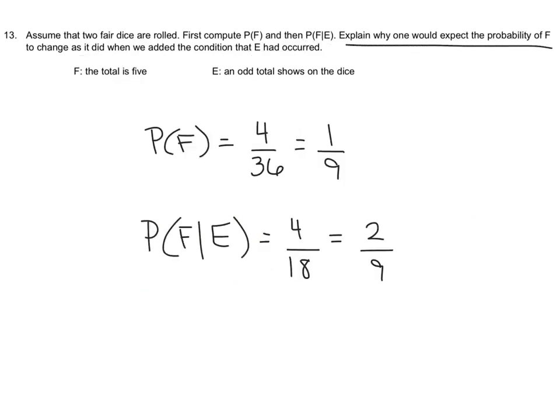Now I want to explain why one would expect the probability of F to change as it did when we added the condition that E occurred. If we look at our original probabilities, the probability of F was 4 out of 36, and then the probability of F given E was 4 out of 18. Notice that the denominators decreased by half. So the event E halves the number of possible outcomes, and it increases the probability. And that would be our explanation.